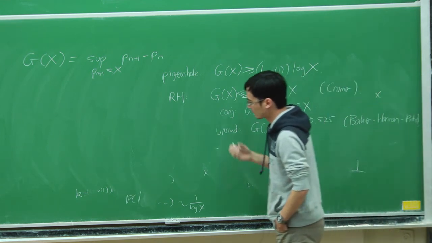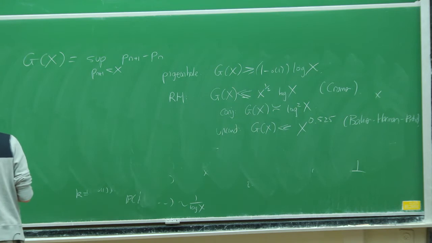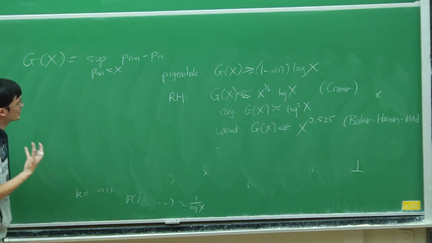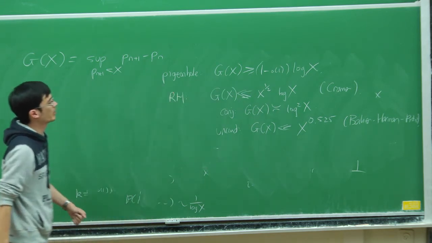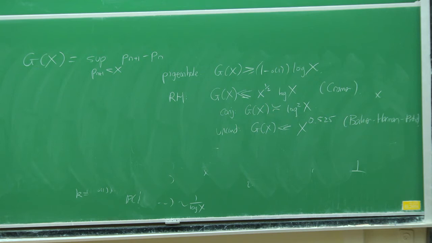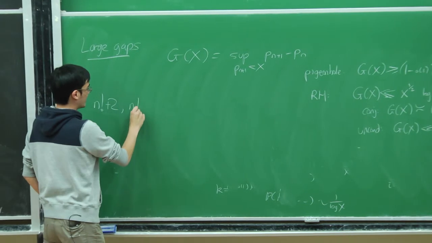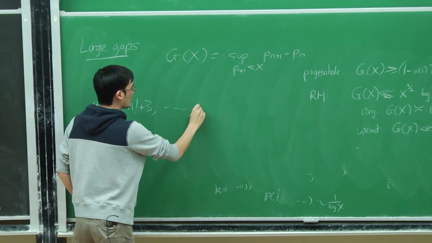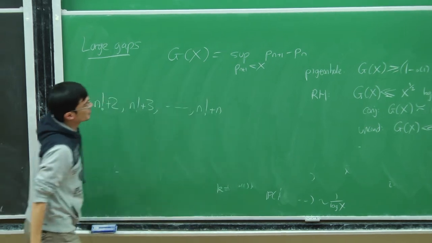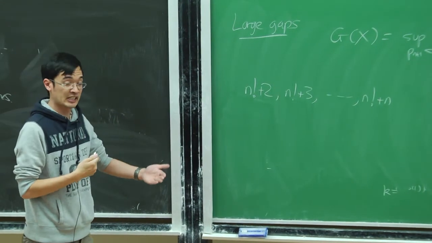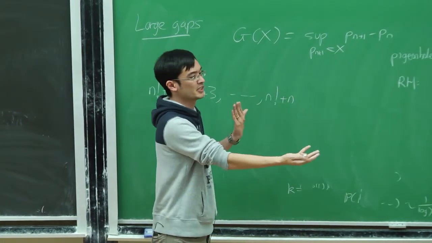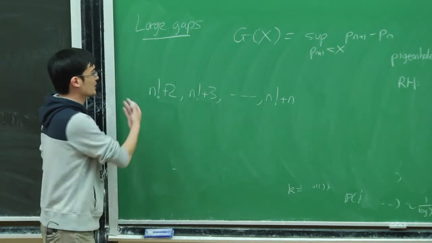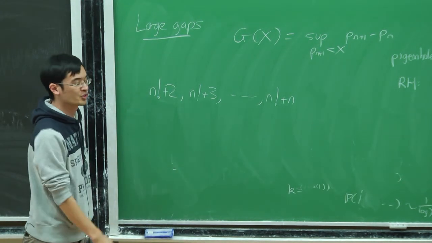Now I want to talk about lower bounds for g of x. How can we produce big gaps between primes? We have this pigeonhole argument, which produces gaps of size log x. Another simple argument, which many people even learn in high school, is a very simple way to generate large gaps between primes. Large gaps between primes is the same thing as having a big consecutive string of composite numbers. If you can find a big string of consecutive composite numbers, that guarantees you a big gap between primes. And here is a way to generate a nice long string of composite numbers.